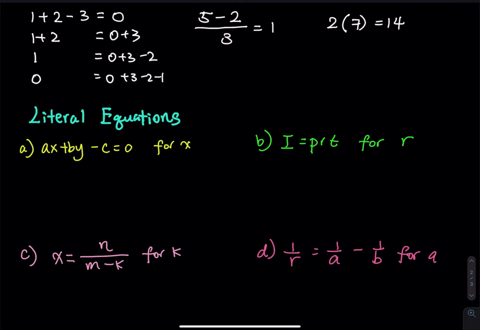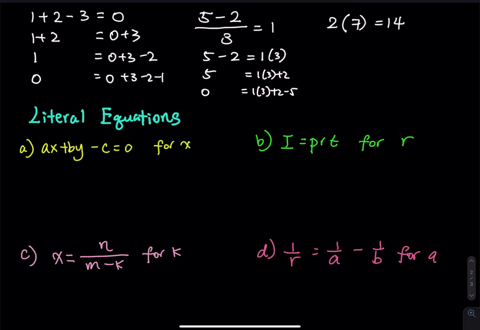So the next one, how do you move the 3 to the other side? You multiply both sides by 3. So you have 5 minus 2 equals 1 times 3. And then you add 2 on both sides, 1 times 3 plus 2. And then you subtract 5 on both sides. So 1 times 3 plus 2 minus 5. So that's how you move each term to the other side one by one.